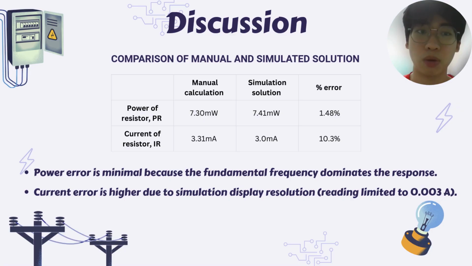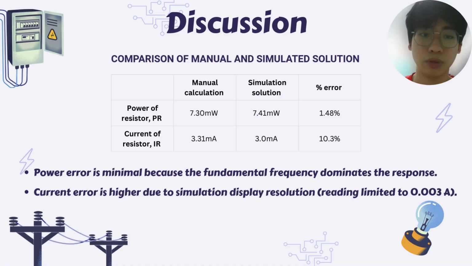Here, we compare our manual calculations against the MATLAB simulation. As shown in the table, the power of the resistor shows a very strong correlation. The manual calculation gave us 7.30 milliwatts, while the simulation gave us 7.41 milliwatts. This is a percentage error of only 1.48%, which proves our fundamental frequency calculation was highly accurate.